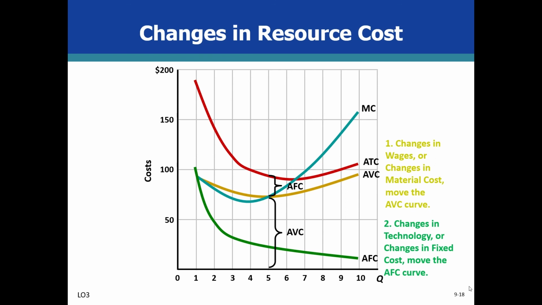So you've really got two concepts here. What makes that gold average variable cost curve go up and down? Basically, changes in variable inputs. What makes the green cost curve go up and down and then ultimately influence productivity? Well, it's changes in technology or changes in fixed costs that move that curve. And those are the two relationships that you need to understand.